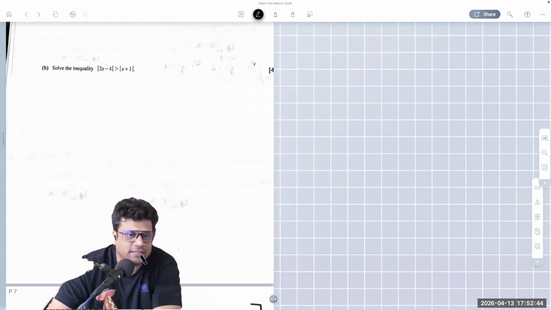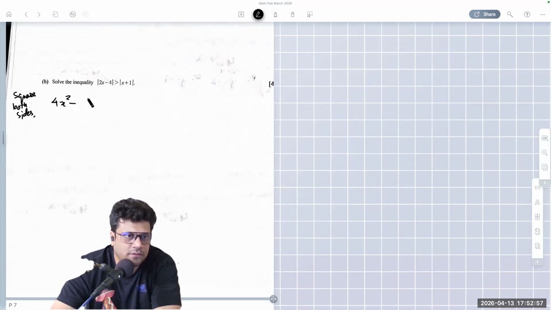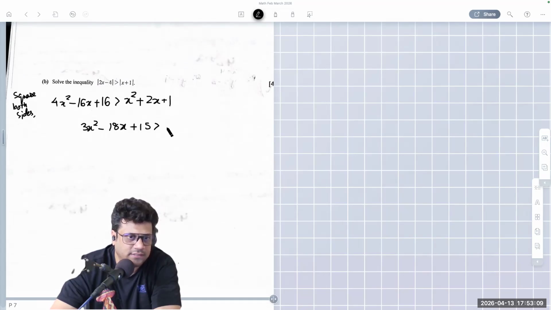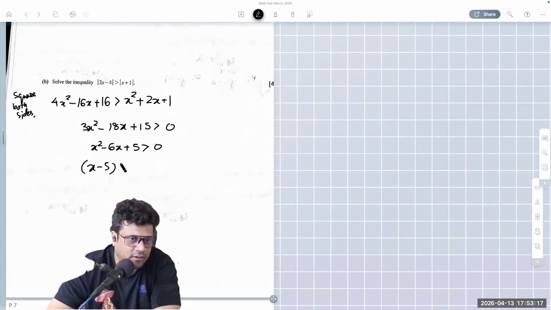Well, for inequalities like these, what you want to do is square both the sides. So 4x square, so you write down square both sides. 4x square minus 16x plus 16 is greater than x square plus 2x plus 1. So your 3x square minus 18x plus 15 is greater than 0. Take a 3 out common, greater than 0. That's x minus 5 into x minus 1 greater than 0.